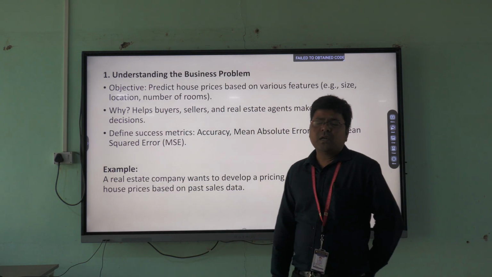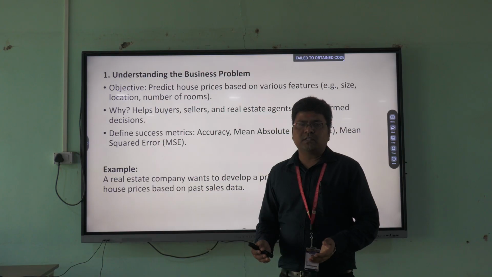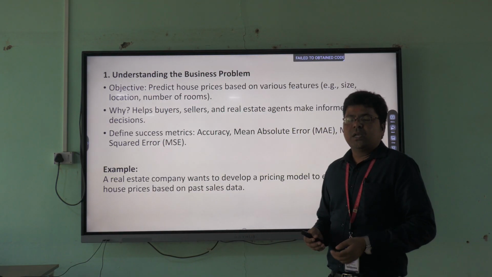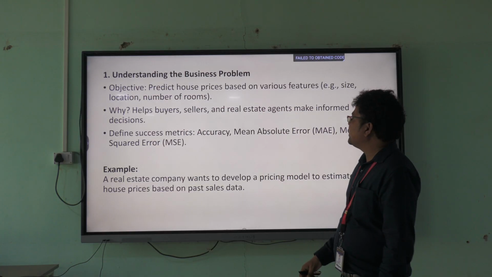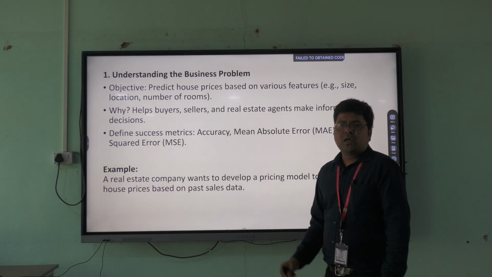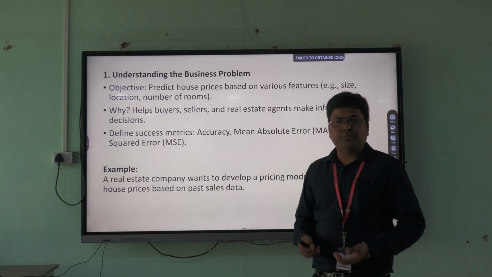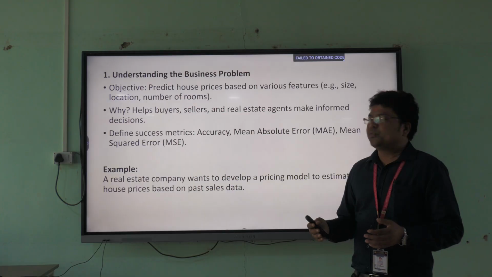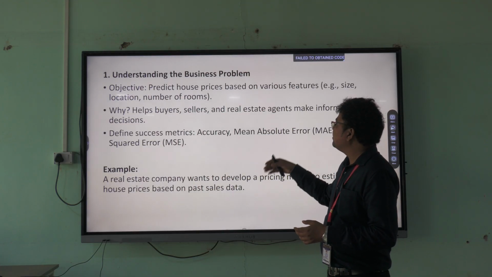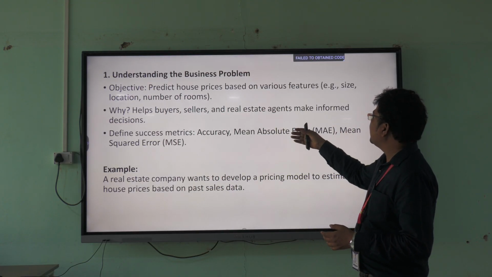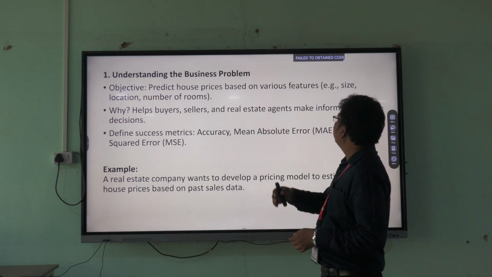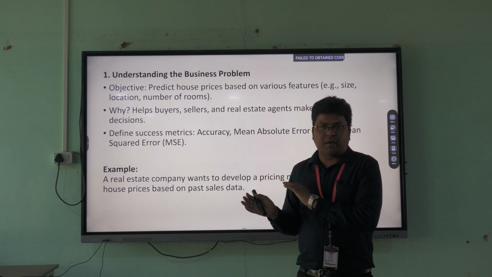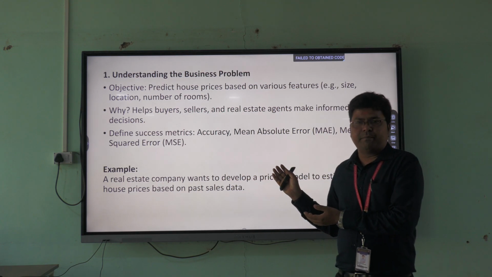Understanding the business problem is why we need a data science project actually. So what is the objective? Let us take an example here: house price prediction. The objective of house price prediction is to predict the house price based on the number of rooms, bedrooms, the location, and the size. This is for a construction company. I have taken the construction company as an example here.